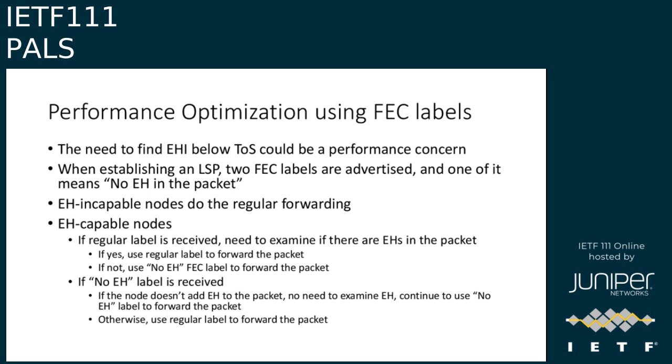And for the EH capable nodes, if they receive a no extension header label, they will know there's no extension header in it, and if they also don't add any new header to the packet, they just need to forward this packet with a no EH FEC label. If this node inserts some new extension header into the packet, of course, it will switch to the regular label to forward the packet. This way, in many cases, we can improve the forwarding performance without actually needing to search for the extension header. Next slide.